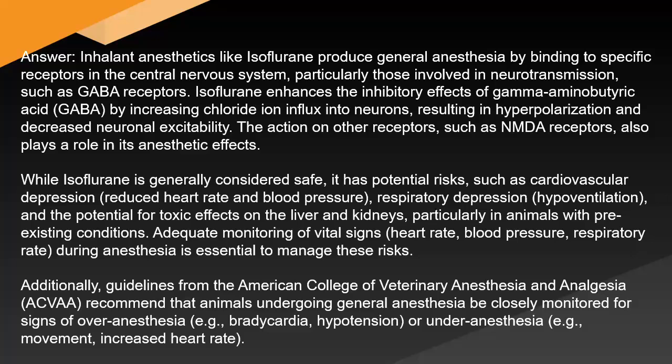pressure, respiratory depression, hypoventilation, and the potential for toxic effects on the liver and kidneys, particularly in animals with pre-existing conditions. Adequate monitoring of vital signs, heart rate, blood pressure, respiratory rate during anesthesia is essential to manage these risks. Additionally, guidelines from the American College of Veterinary Anesthesia and Analgesia recommend that animals undergoing general anesthesia be closely monitored for signs of over-anesthesia, e.g. bradycardia, hypotension, or under-anesthesia, e.g. movement, increased heart rate.